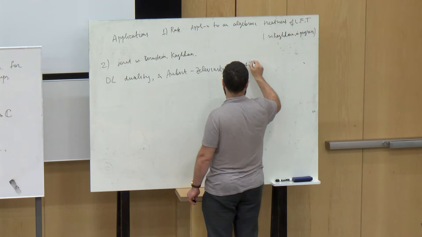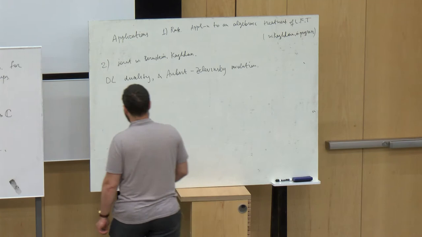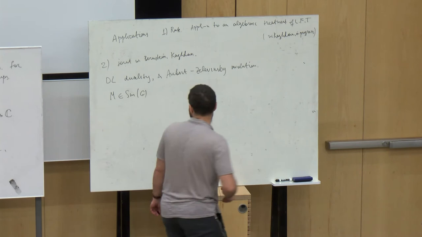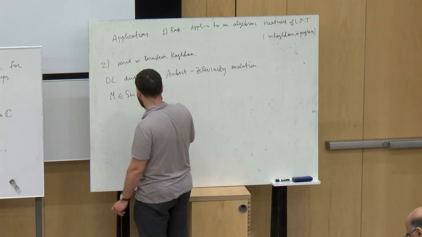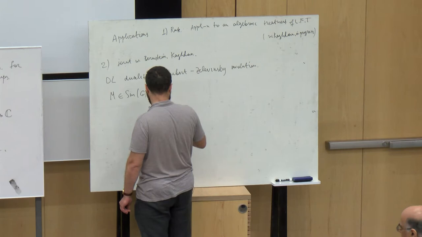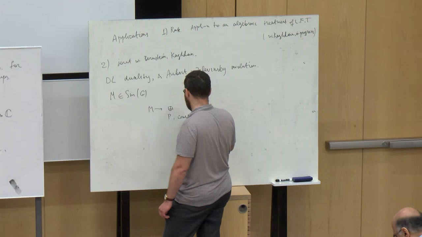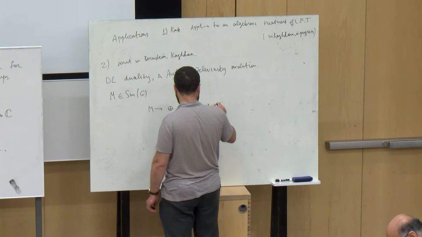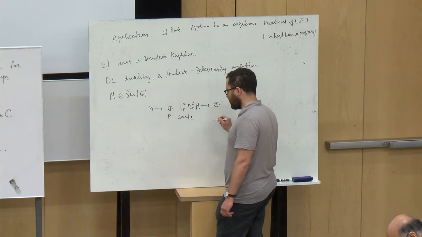So let me state very briefly. If M is a smooth representation of G, then you can form this complex. M goes to the sum over conjugacy classes of parabolics of corank 1 of I_P^G R_P^G M, and then you can do the same. So there are these adjunction arrows, and if you put appropriate signs, you will make it into a complex.